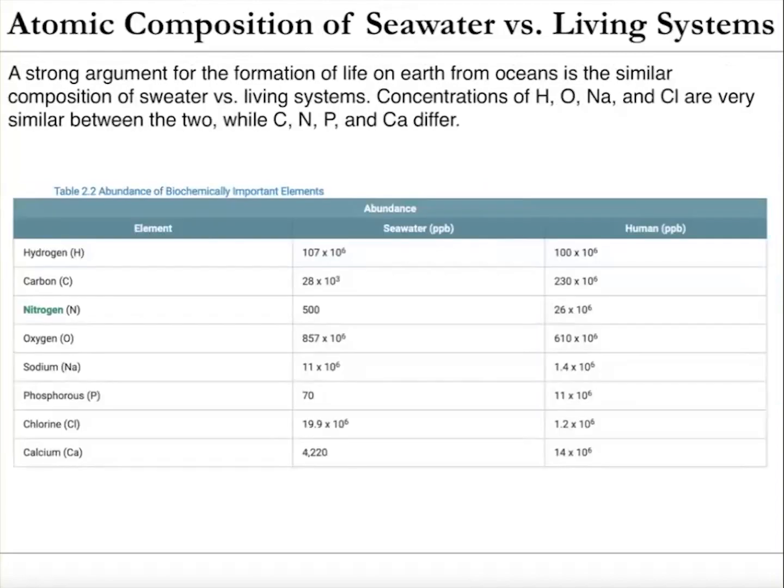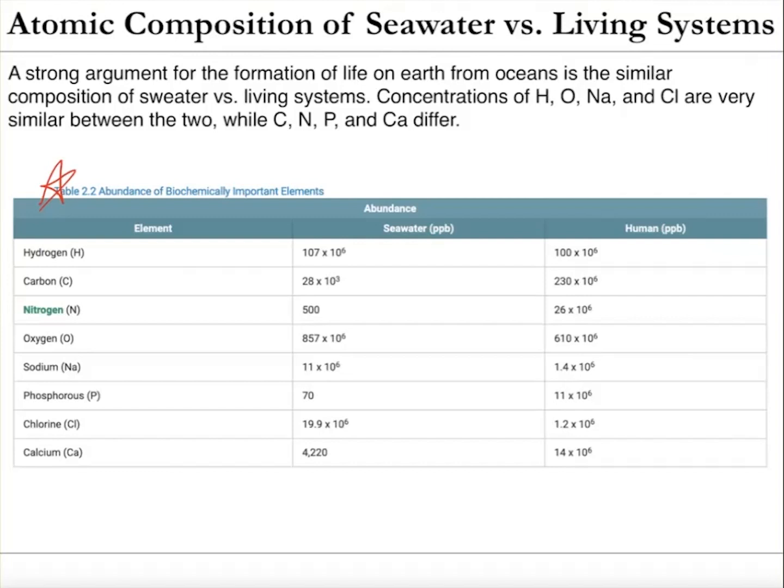An interesting correlation is the atomic composition of seawater versus living systems. The salt and the atomic composition of seawater is quite similar in a lot of respects to living systems, although there are some differences. So here's a table from your book showing the abundance of biochemically important elements in seawater and in human blood in our bodies.